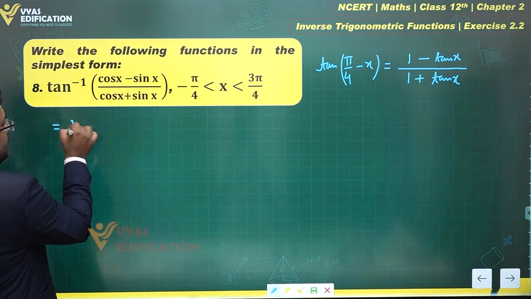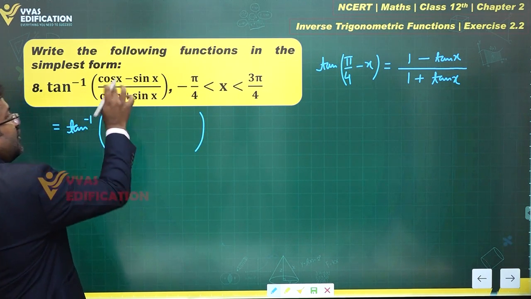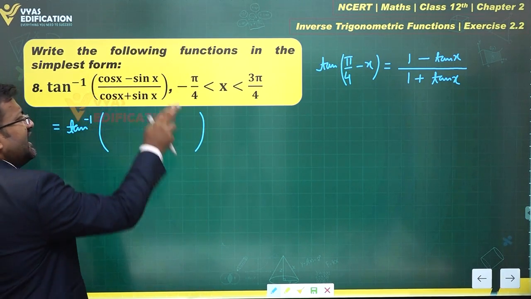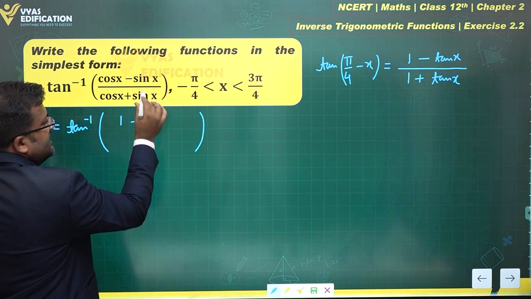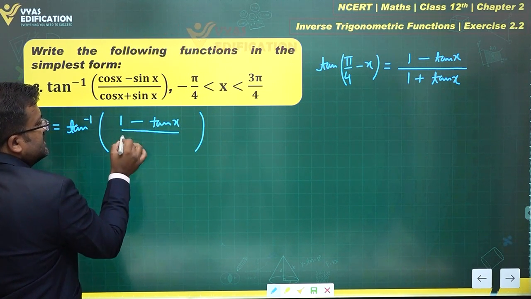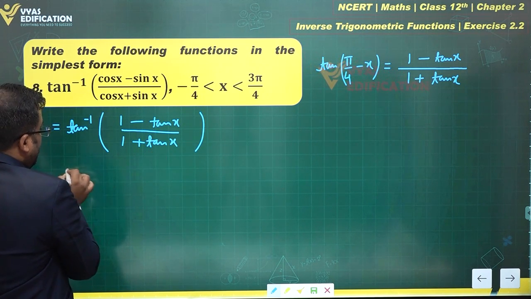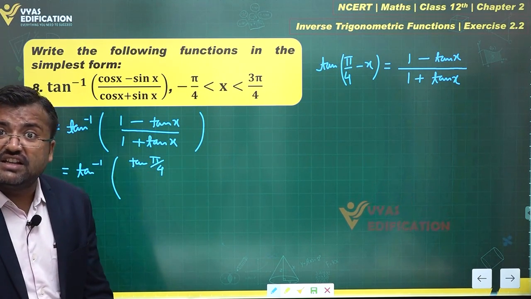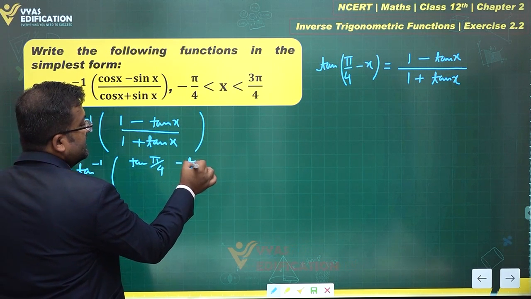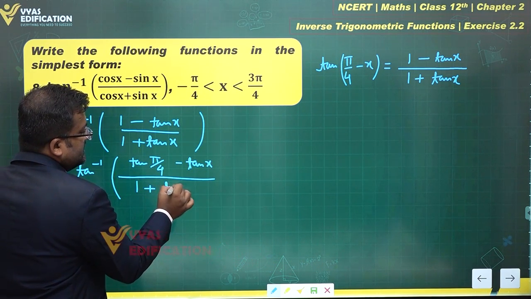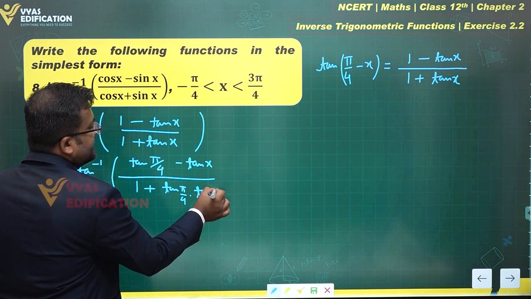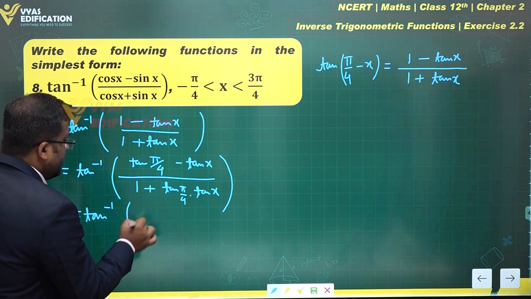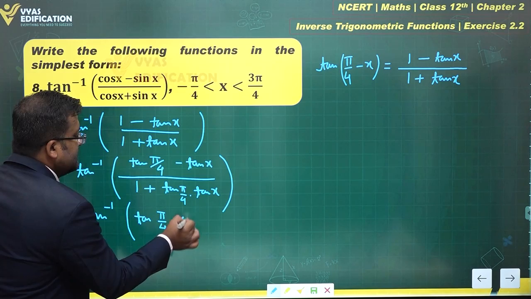This tan inverse of cos x minus sin x over cos x plus sin x can be converted into that form very easily, by dividing numerator and denominator by cos x. Cos x upon cos x is 1, minus sin x upon cos x is tan x, over 1 plus tan x. Now I can write it as tan inverse, where 1 is tan pi by 4. Do you observe? 1 can be written as tan pi by 4, minus tan x is already there, and this is 1 plus tan pi by 4 times tan x. This has been simplified further. This is tan inverse tan of pi by 4 minus x.